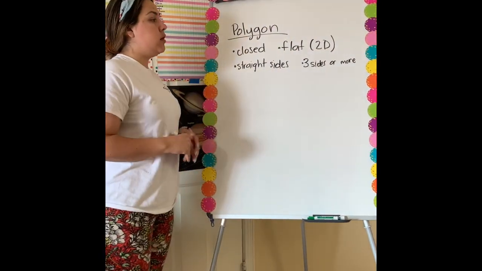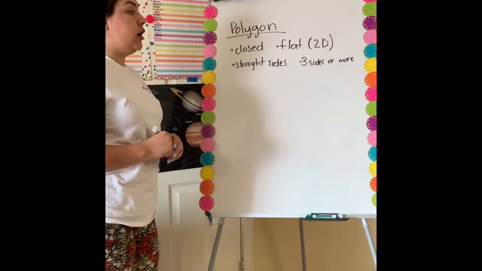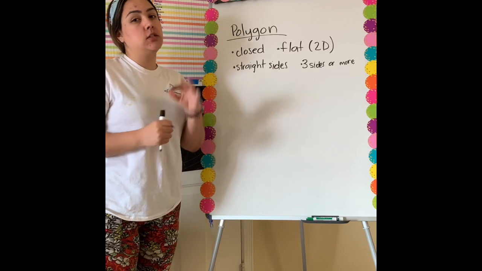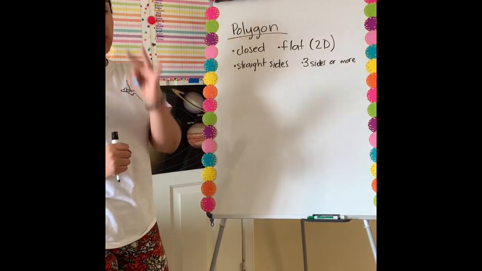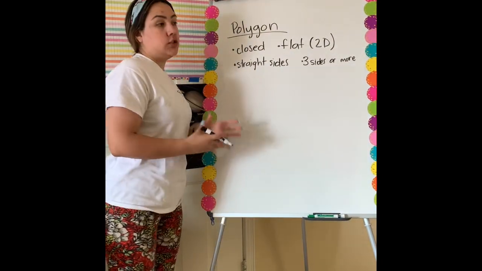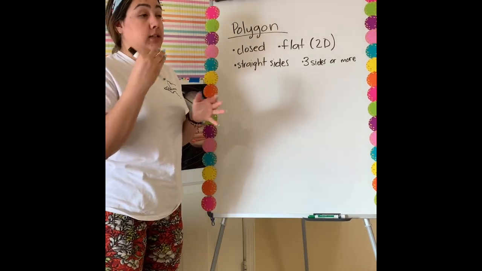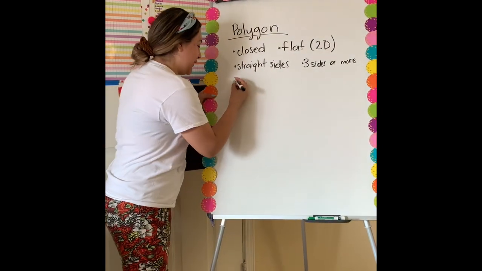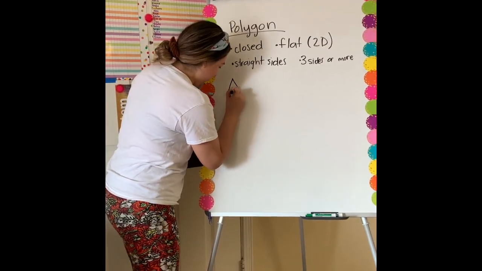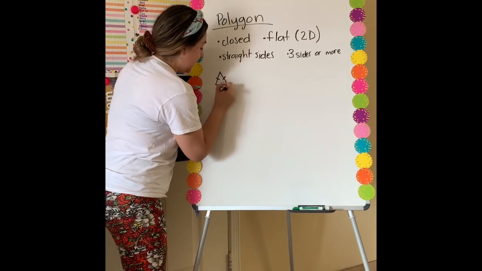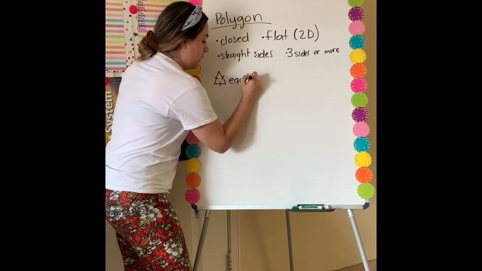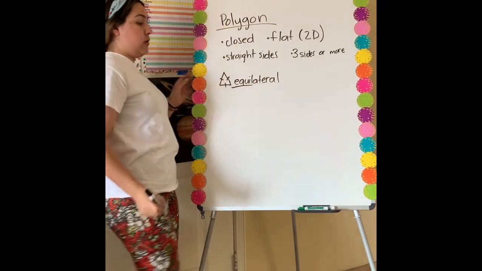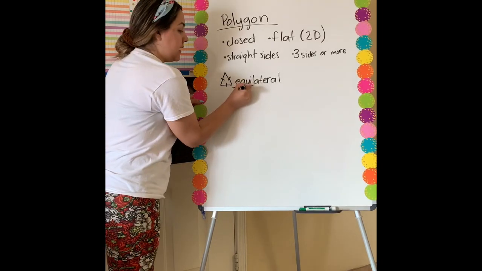So now that we know that, we're going to start with the shape that has the 3 sides, which is the triangle. It's very important that you guys understand that there's 3 different types of triangles, okay? It's called a triangle because it has 3 sides, because it has 3 angles. That's why it's called a triangle, but there's 3 different types. The first one is called the equilateral. And it's called equilateral because all the sides are equal.